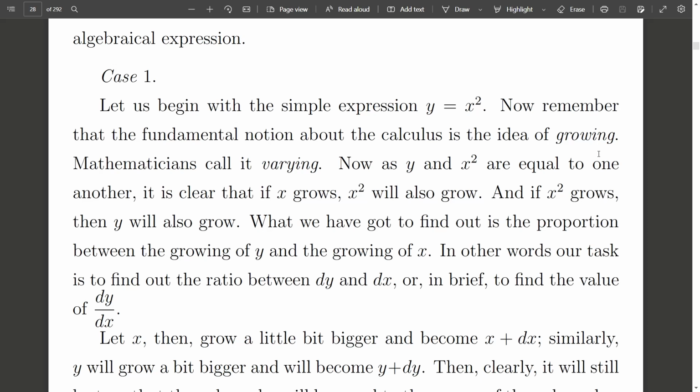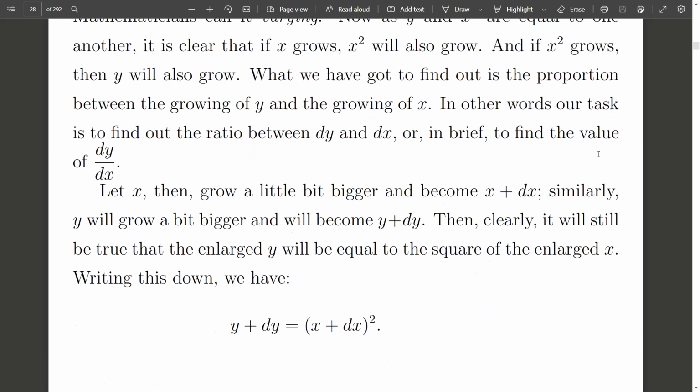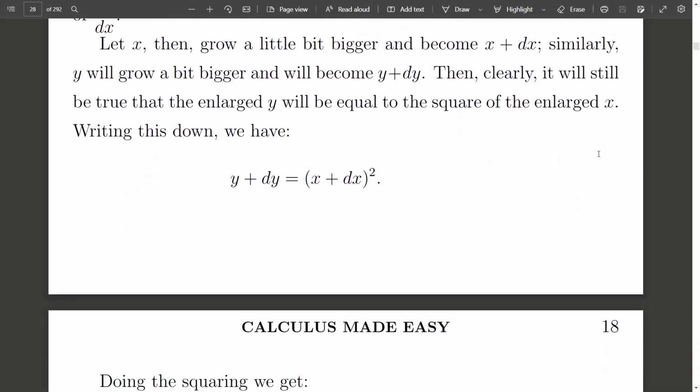What we have got to find out is the proportion between the growing of y and the growing of x. In other words, our task is to find out the ratio between dy and dx, or, in brief, to find the value of dy by dx. Let x then grow a little bit bigger and become x plus dx. Similarly, y will grow a bit bigger and will become y plus dy. Then, clearly, it will still be true that the enlarged y will be equal to the square of the enlarged x. Writing this down, we have y plus dy is equal to (x plus dx) squared.